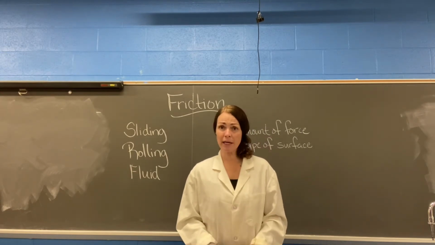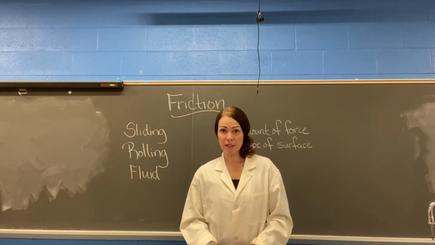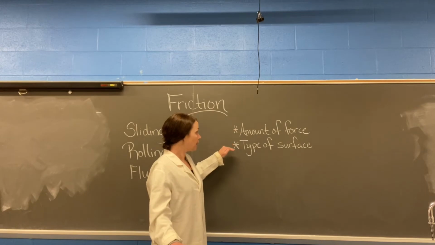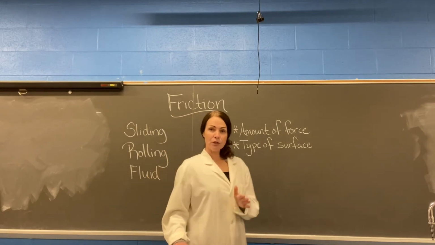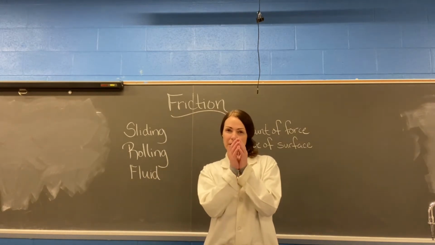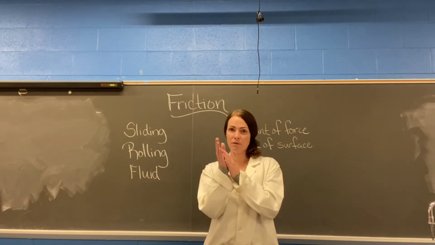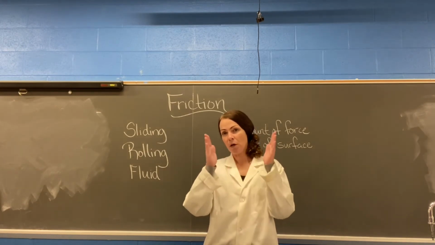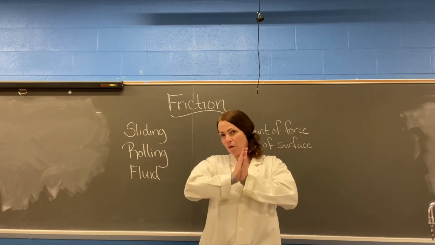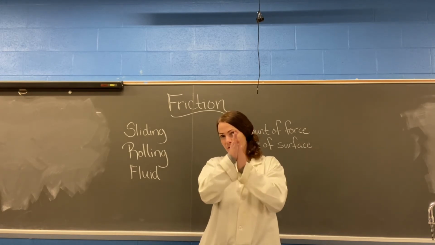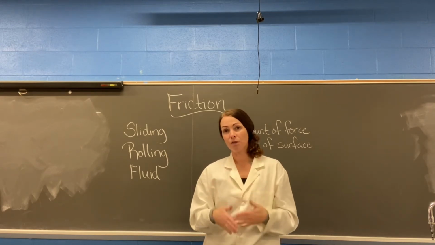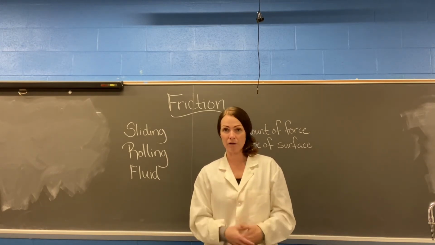Now, we can change the amount of friction by changing two different factors. One of them is the amount of force, and the other is the type of surface. So if you take your hands and you barely touch them together and rub them back and forth, that's not a lot of force. That's very little friction. But if you press them together with all your strength and you move them back and forth, then you've increased the amount of force, and therefore you've also increased the amount of friction.